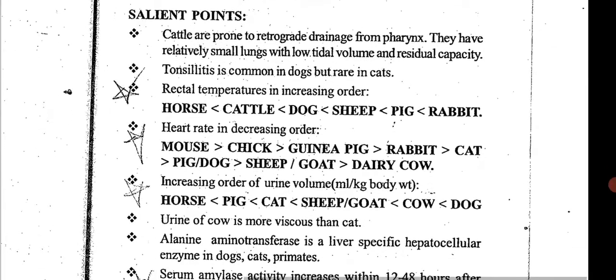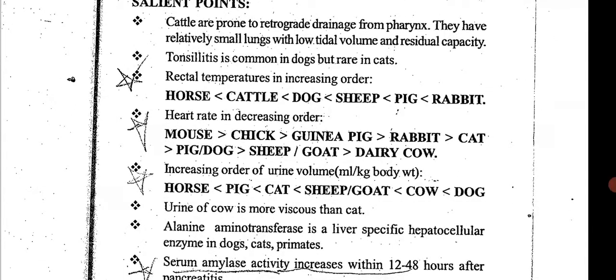Rectal temperature in increasing order. Maximum rectal temperature is of the horse and minimum rectal temperature is of the rabbit. Horse and cattle have maximal rectal temperature. Pig and rabbit have the minimal temperature, and the order is as maximum horse, then cattle, then dog, sheep, pig and rabbit.